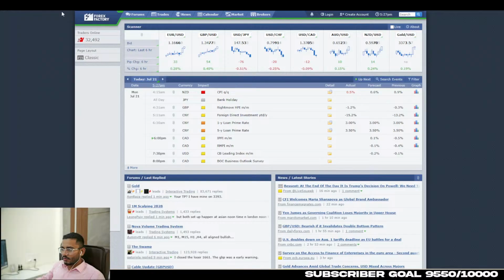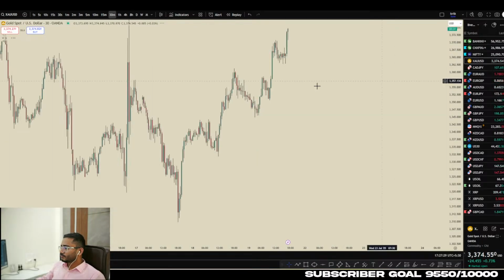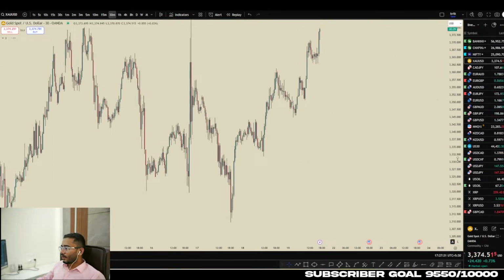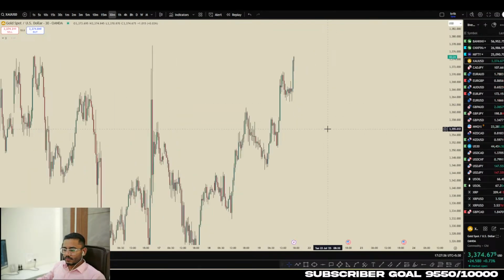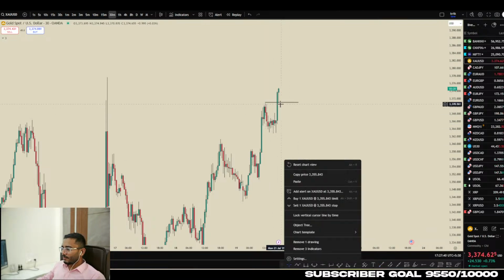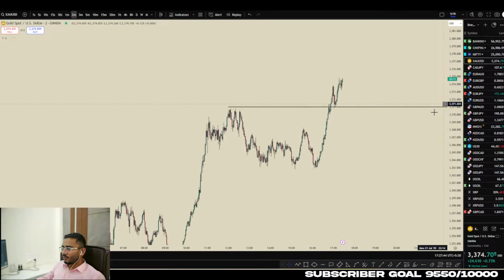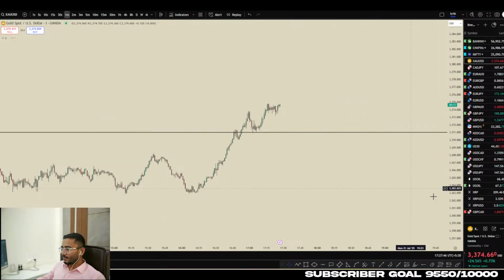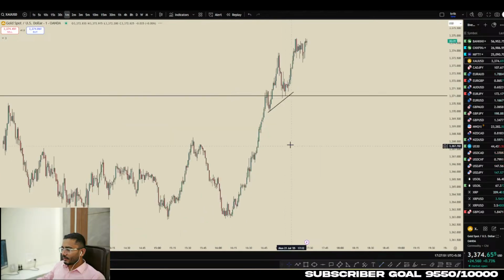So there is no news today right now, as you can see. Okay, on gold, as we can see it right now, on 30 minutes, price is going to the upside. Price has created this new high. And if we go to 2 minutes or 1 minute, we can see price is just creating a liquidity over here. This is just a trend line liquidity.